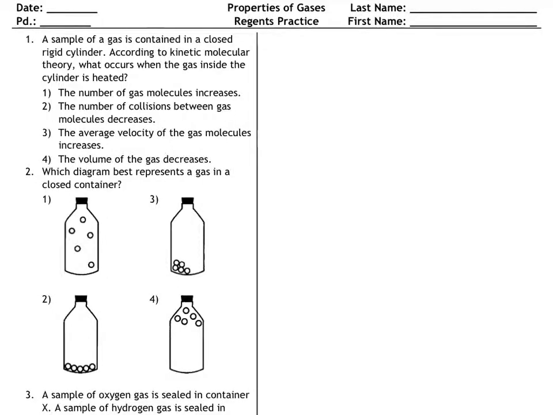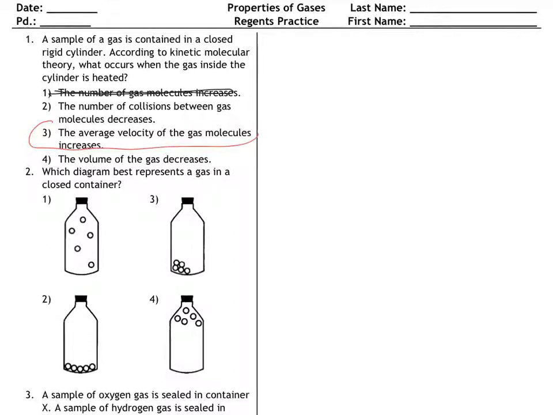So let's start. A sample of a gas is contained in a closed rigid cylinder. According to kinetic molecular theory, what would occur when the gas inside the cylinder is heated? So I would say it's not going to be number one because the number of gas molecules doesn't change when temperature increases. However, the average velocity of the gas molecules would increase.